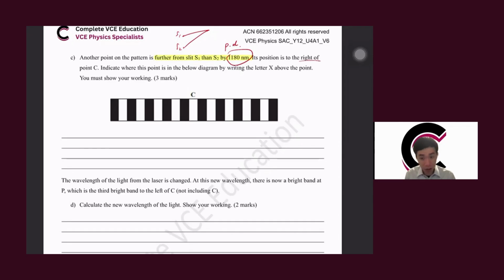It is to the right, not to the left of point C, so you should write something in this region. Indicate where the point is by putting the letter X. Now, the thing is, you don't know if that's constructive or destructive. Is it bright or dark band? You have no idea. All you know is the path difference.